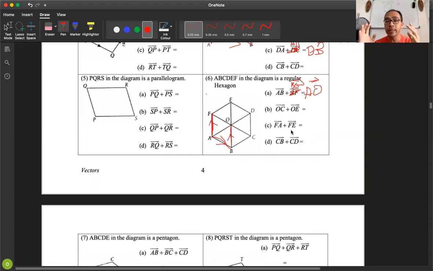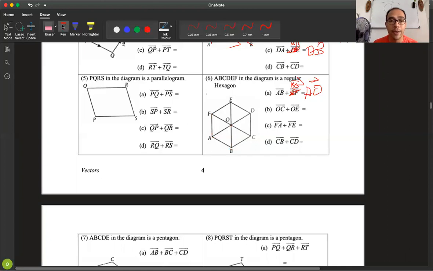So the point is this: you need to know how to manipulate the vectors by understanding how equal and parallel vectors work. When you understand this, then this whole world is possible for you. Just manipulate it around so that you get what you want. What you want is one flow, not diverge. Diverge directions you cannot find. Let me answer another one. FA plus FE.